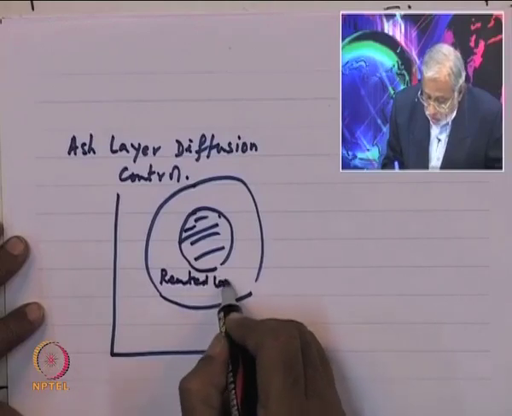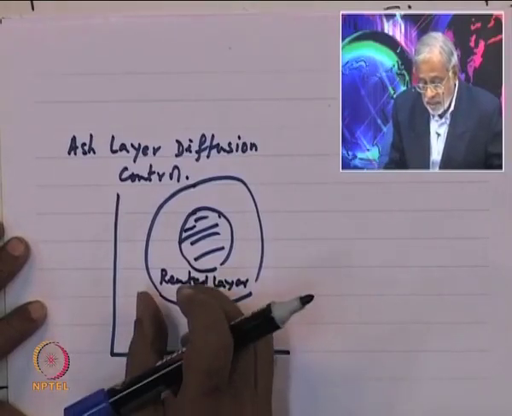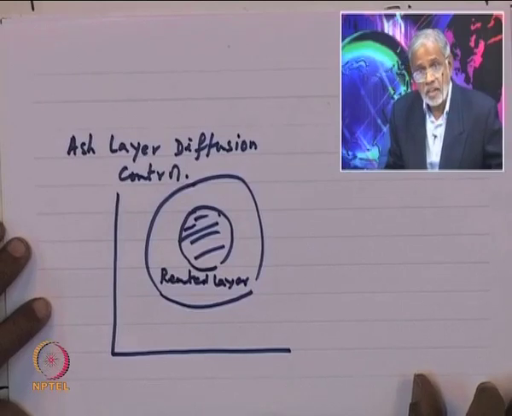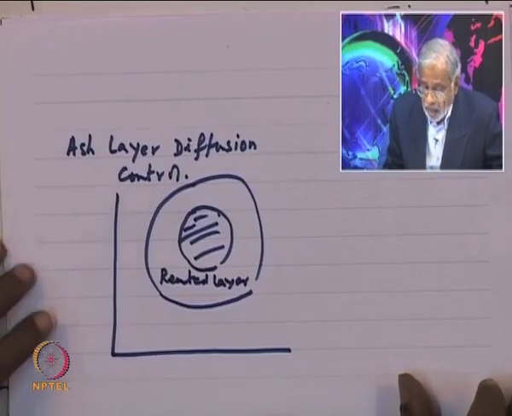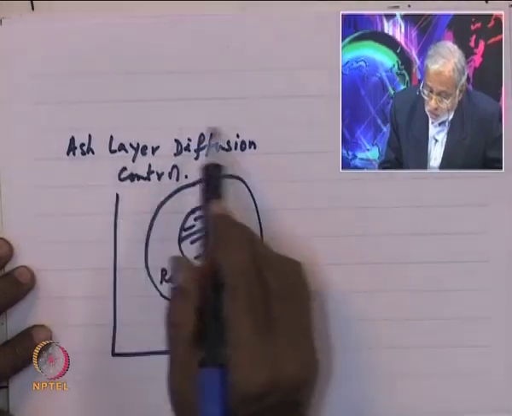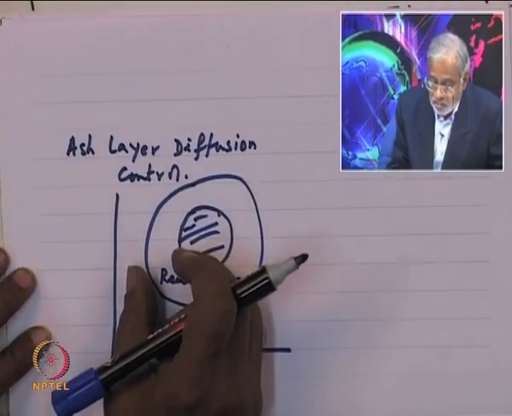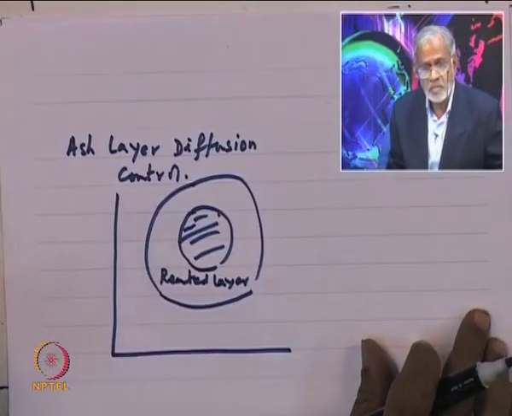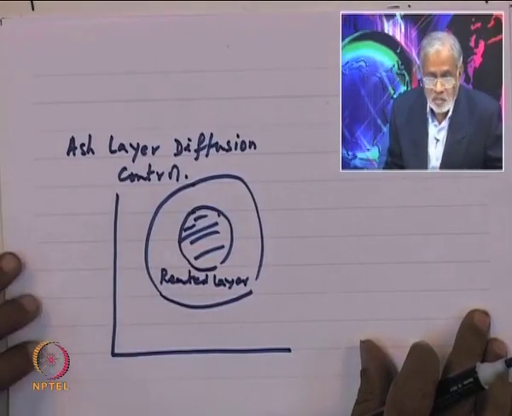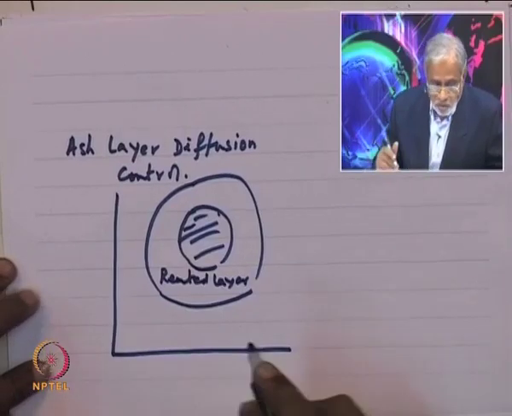Now, as the reaction proceeds, the extent of the reacted layer keeps changing, and the ash layer diffusion control means that the rate at which chemical reaction occurs depends upon the resistance due to the ash layer. Therefore, this resistance will keep changing as the reaction occurs, which we must take into account. This is what we would like to do.